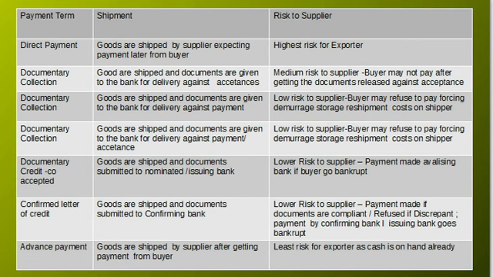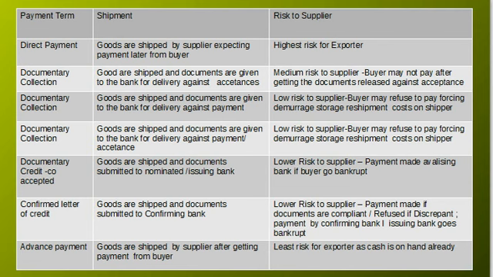Then comes the documentary collection where the documents are delivered against payment. So this is called a DP. The other one is called DA, documents against acceptance, and this is called DP, documents against payment. Here it is still lower risk because the buyer will have to pay if he wants the documents, which will give him possession of the goods. The risk is that if the buyer is not willing to pay and take up the goods, the supplier will have to store, reship, and resell the goods.